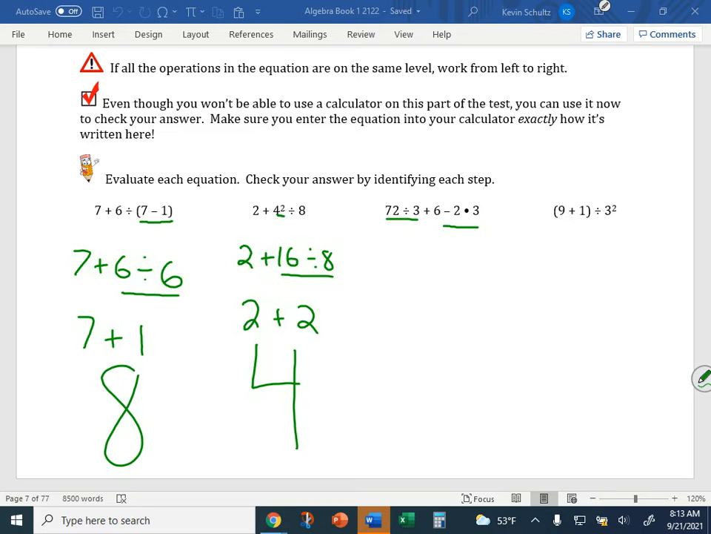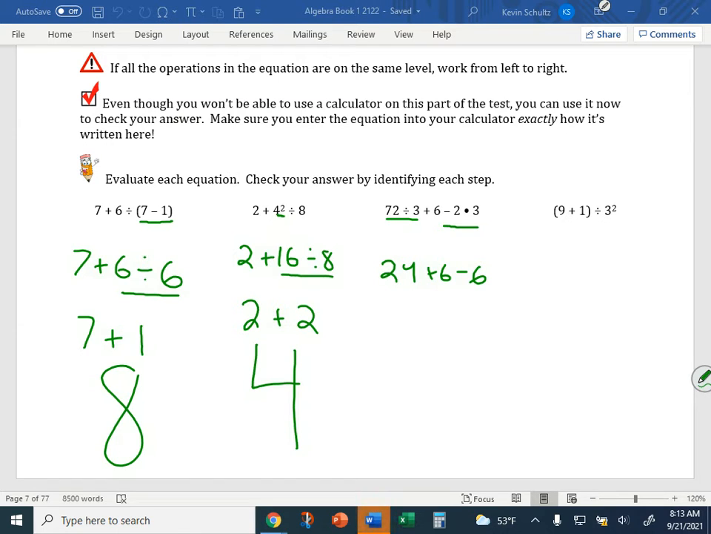Notice how I underlined this negative sign as well. Okay. That actually says negative 2 times 3. If you did 2 times 3, you probably wrote minus 6 anyways. But just get in the habit of the sign before a number belongs to it. So that is a negative 2 times 3. That'll come up big when we start to get longer equations and solving and things like that. So 72 divided by 3 is 24. And then plus 6. And then negative 2 times 3 is a negative 6.